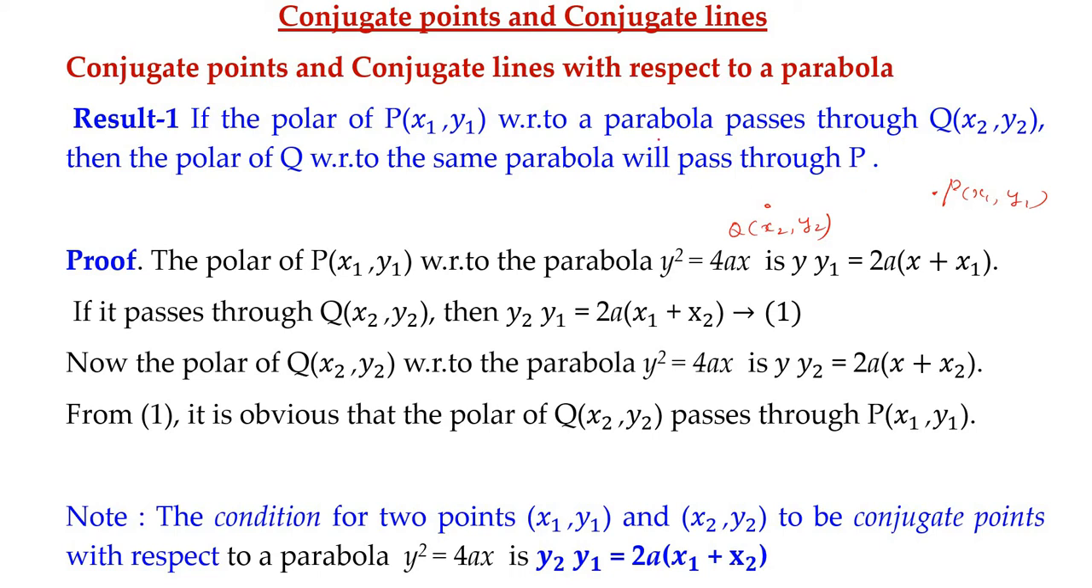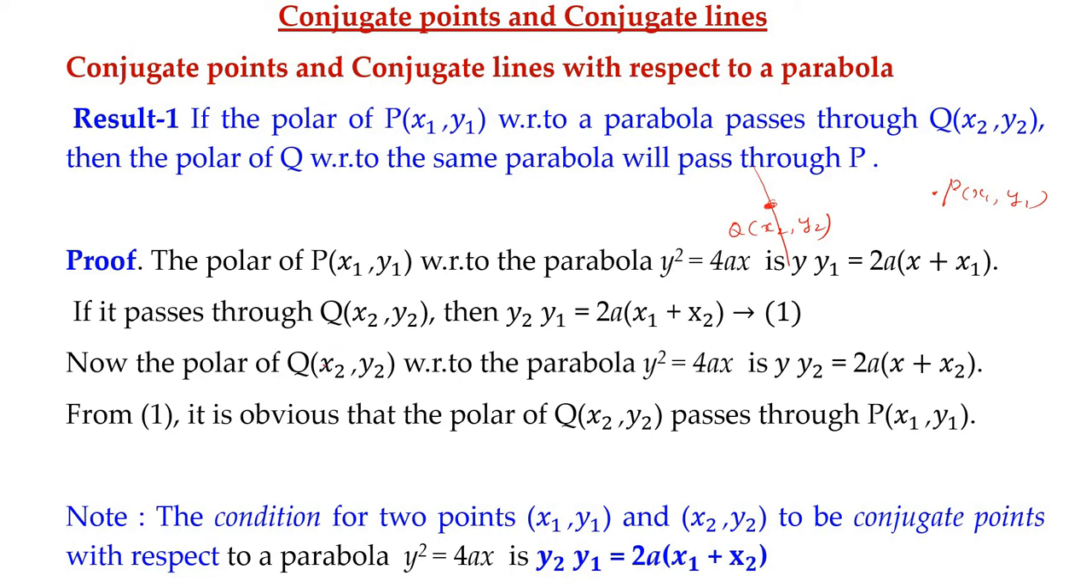So for that first we will establish this result. So we consider 2 points P of x1, y1 and Q of x2, y2. So the polar of P will be y1 y = 2a (x + x1), and suppose this is the polar of P, then it passes through the point Q of x2, y2. So the equation is this, and because it passes through x2, y2, we have this equation.